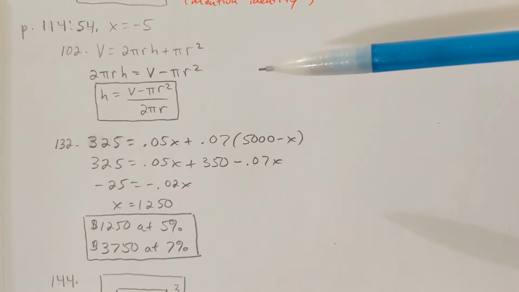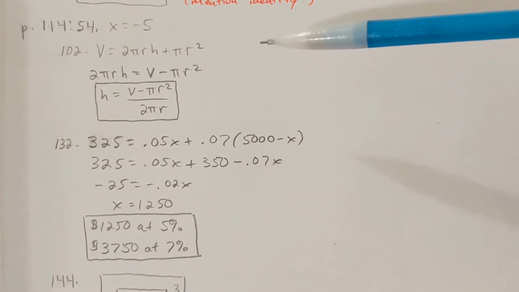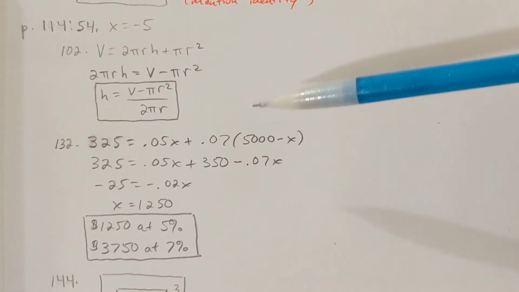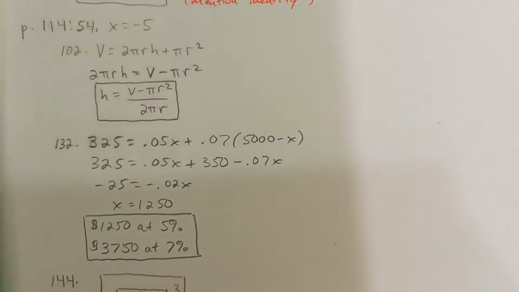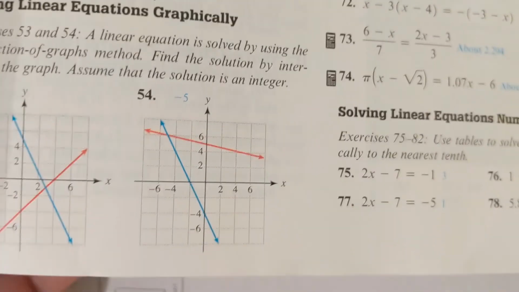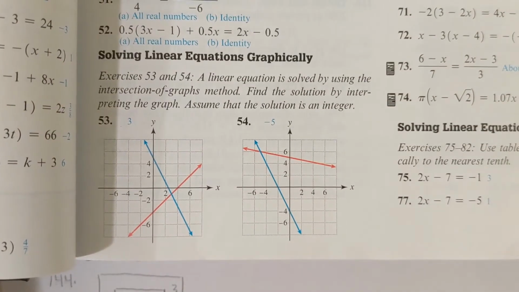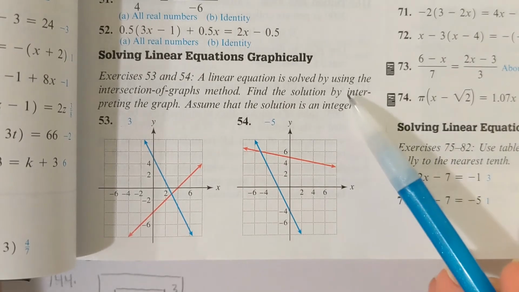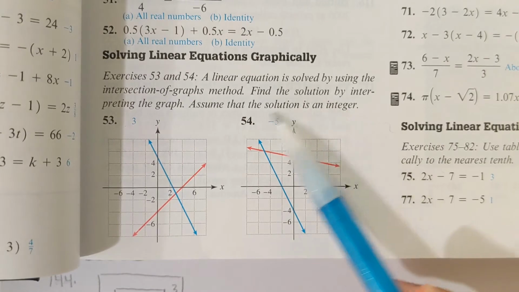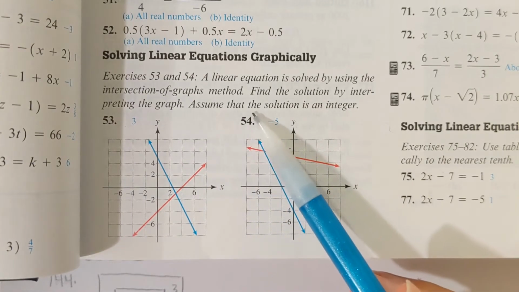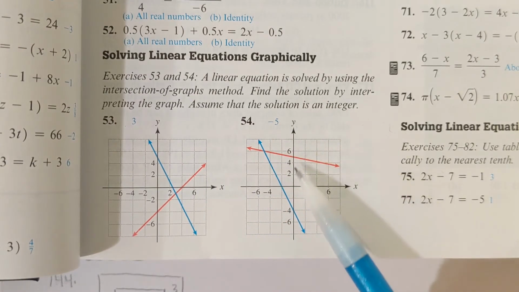Okay, so I thought the best thing to do in this section was to do some problems that were in the book for us. On page 54, a linear equation is solved by using the intersection of graphs method. Find the solution by interpreting the graph. Assume that the solution is an integer.